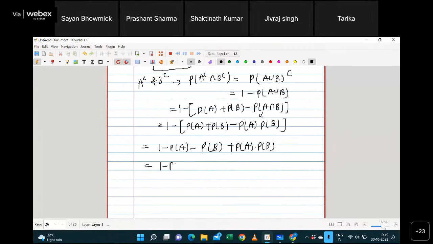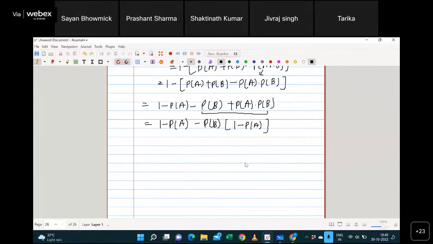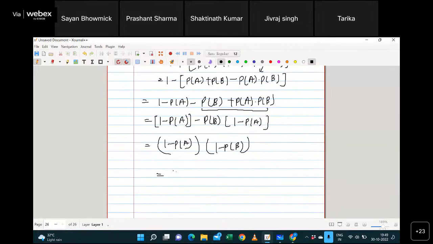So 1 minus probability of A. If I take probability of B as common from these two terms, it will be 1 minus probability of A. You can consider this as one term. So I can write 1 minus probability of A into 1 minus probability of B. What are these two? Probability of A complement and probability of B complement.